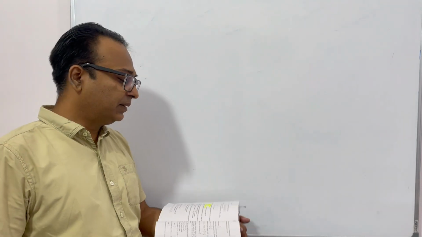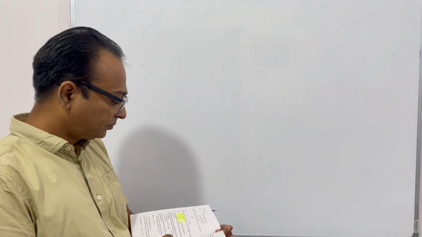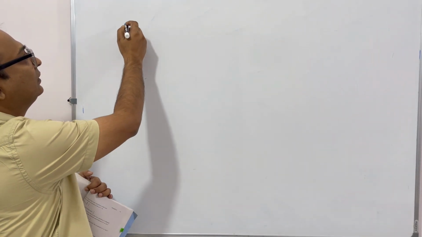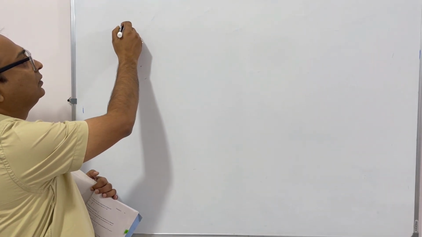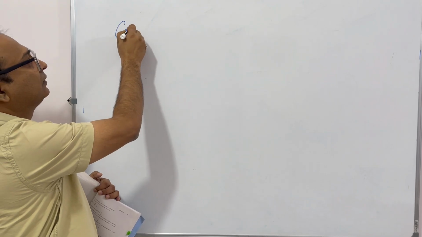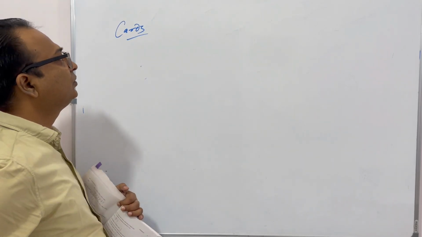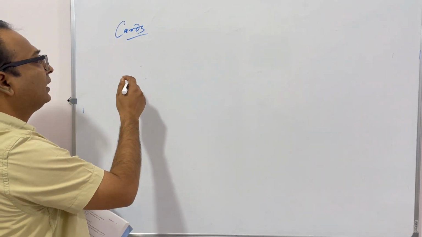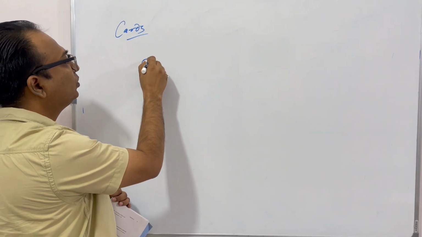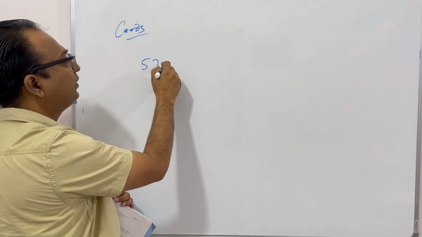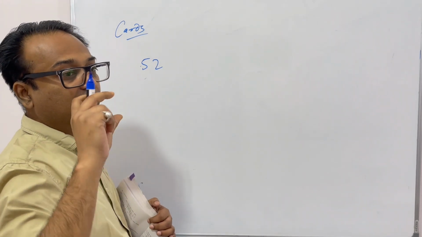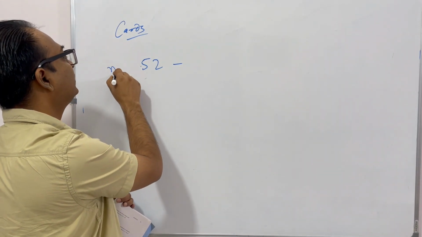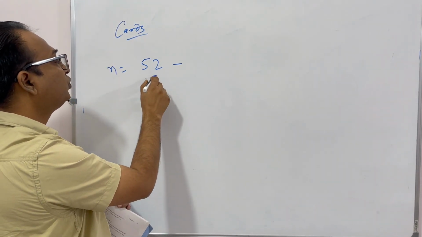We'll see examples from the book. So it's on cards. Let's understand cards. I know most of you must not have played cards. A pack of cards has 52 cards. The number of cards in one pack is 52. N is 52. It has 4 suits.